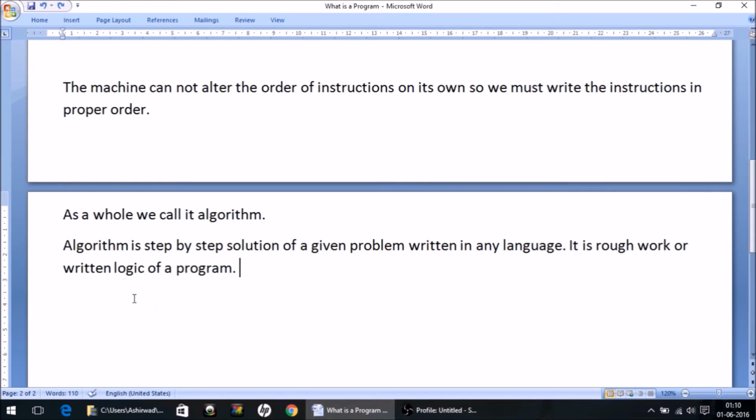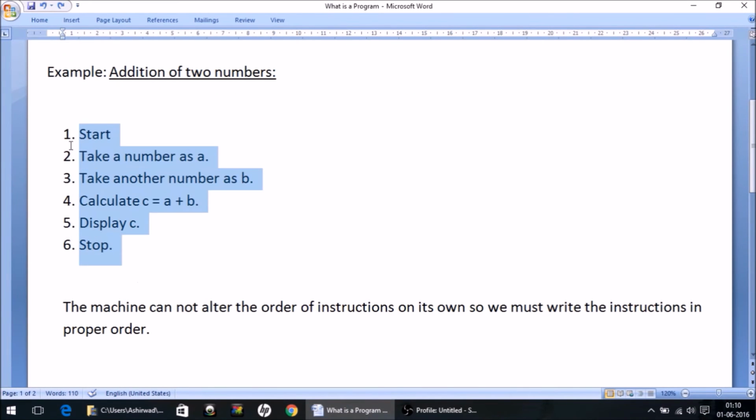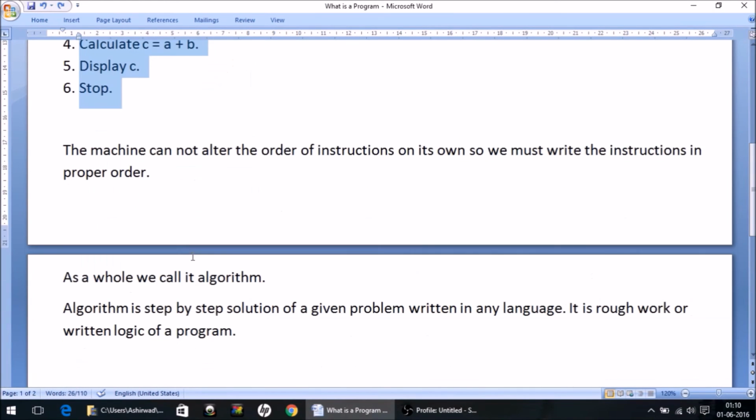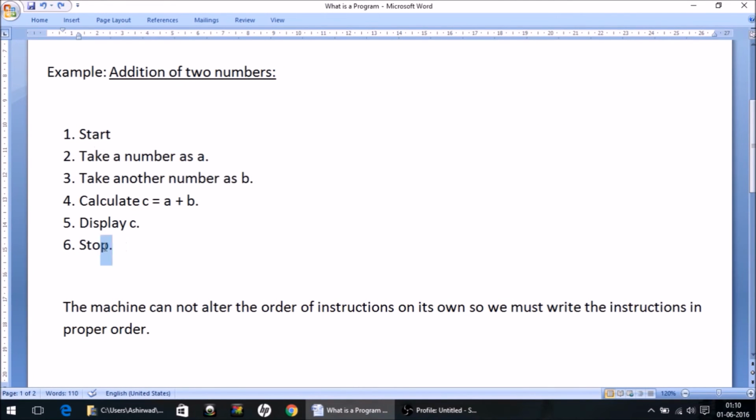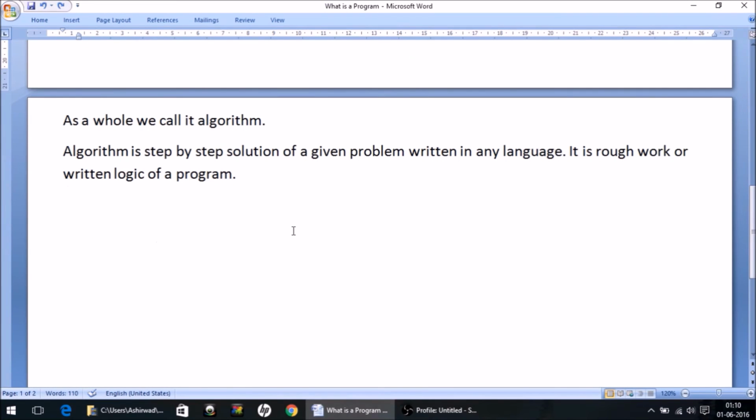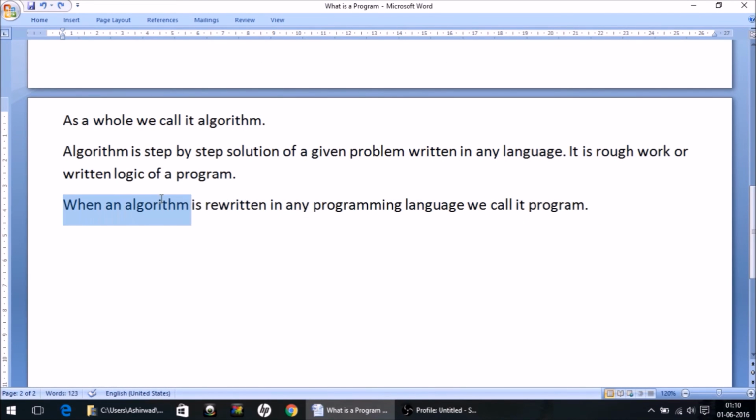You must understand that many people who start programming go directly into the technical specification of a programming language, but that is a wrong approach. You must concentrate on the algorithm part before writing the program, and then all you need to do is rewrite this algorithm in any programming language. Then you have a program. So when an algorithm is rewritten in any programming language, we call it a program.